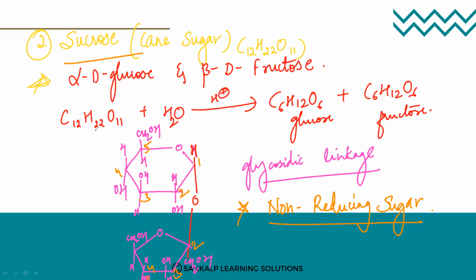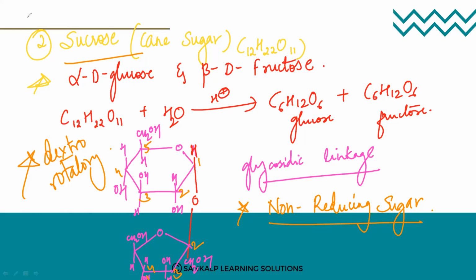So this sucrose, remember, is a dextrorotatory compound, which on hydrolysis will give you dextrorotatory glucose and levorotatory fructose. When sucrose undergoes hydrolysis, it will form alpha D glucose and beta D fructose. So the fructose will be levorotatory and the glucose will be dextrorotatory. Thus sucrose is dextrorotatory.